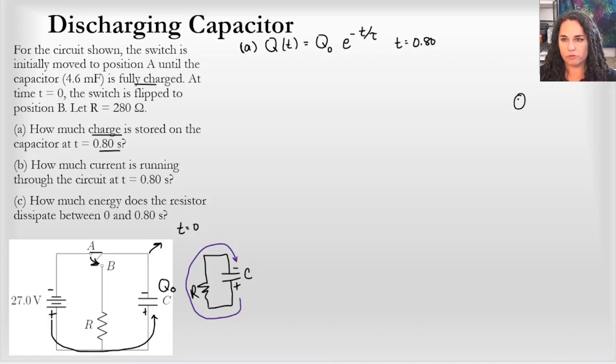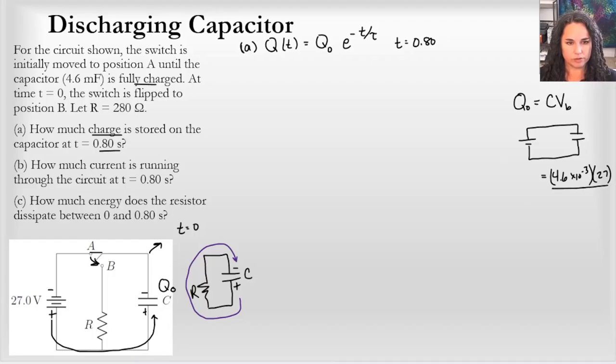Q naught, let's solve for Q naught over here. It had to equal CV from the battery. When it was hooked up to the battery, notice the resistor wasn't even in here. If I close that switch, that resistor couldn't even be attached. So the capacitor was getting all of the voltage from the battery. So the capacitor is 4.6 times 10 to the negative third, millifarads. And then the voltage over the battery is 27. So you can solve for that value.